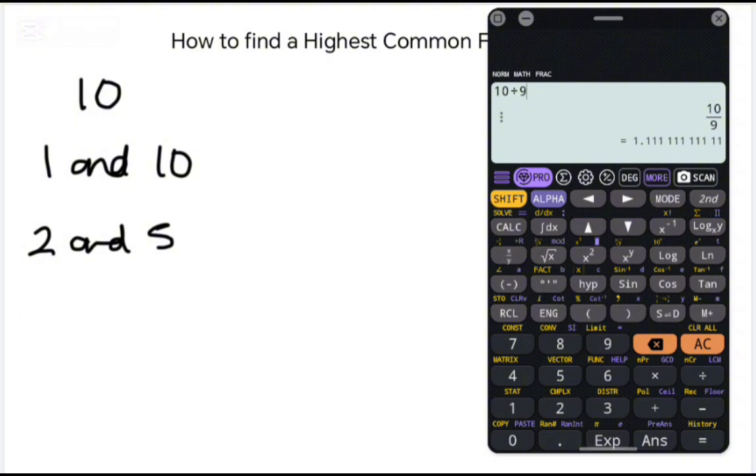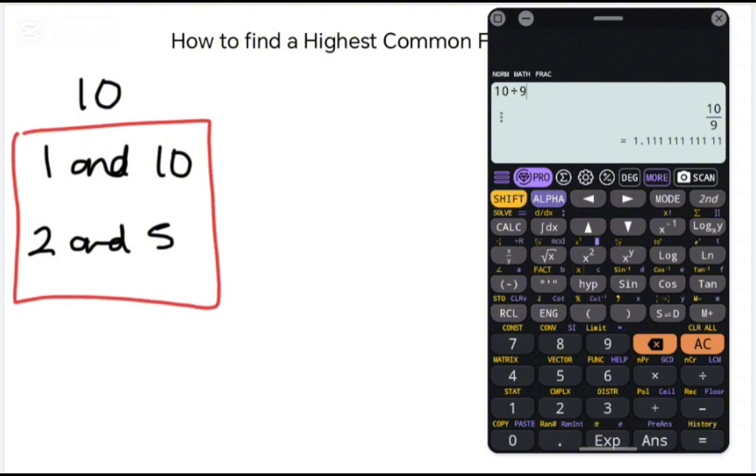So it means that all the factors of 10 are 1, 10, 2, and 5. That's all. How do we do that? We use our calculator. Let me try one more example so that you can see that this is very, very easy.